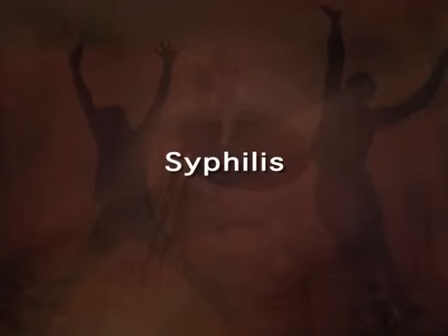Syphilis. This is a sexually transmitted bacterial infection that results in miscarriage. The child may even be born blind or could be mentally retarded.